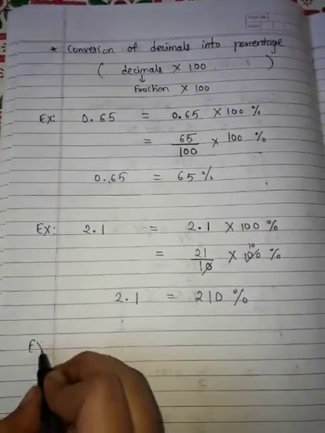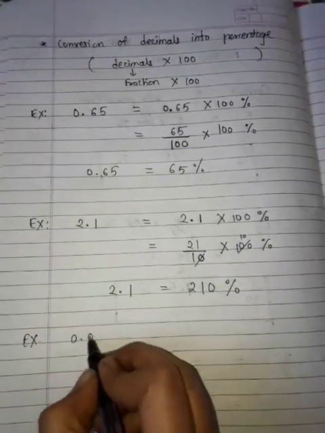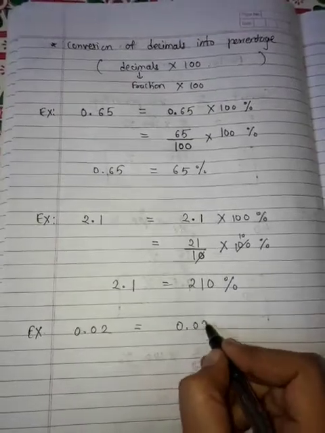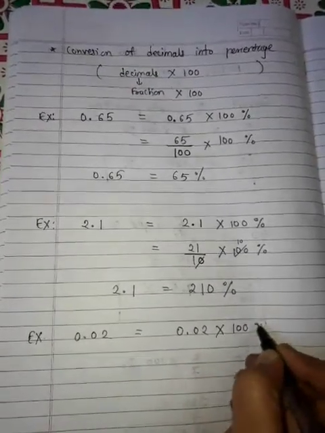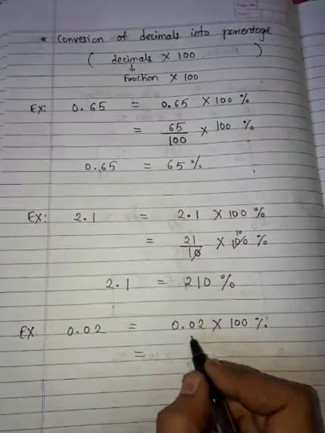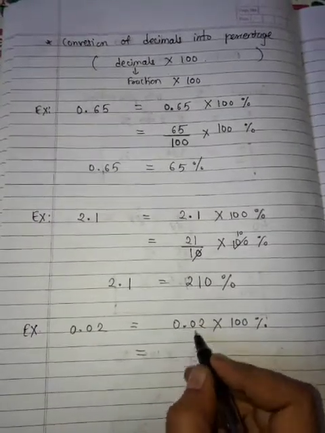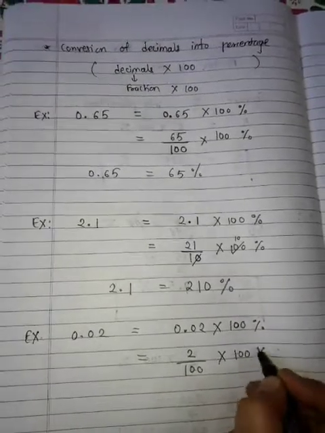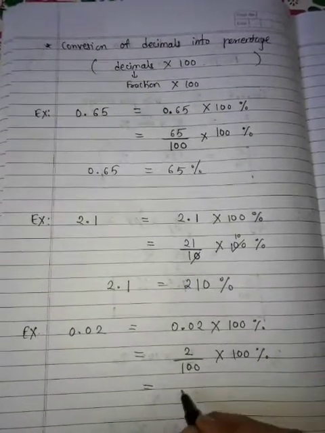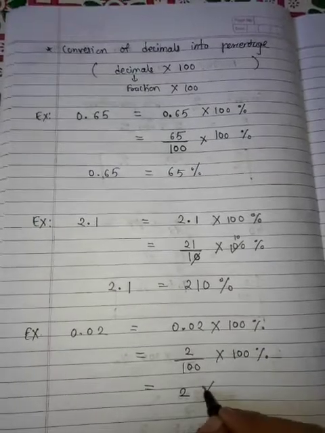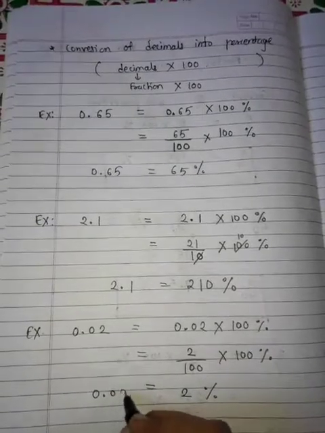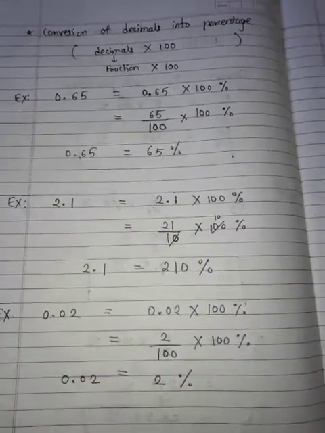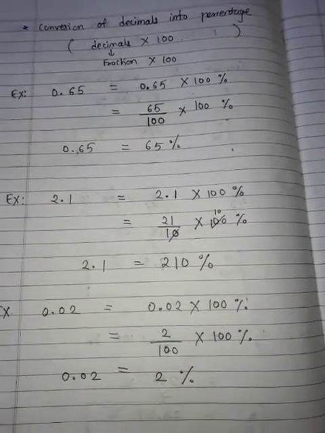Okay, see next, convert this decimal number 0.02 into percentage. While converting decimal into percentage, first multiply by 100. First write the decimal number in terms of fraction. 0.02 means what? 2 upon 100. Multiply by 100. Now here 100 gets cancelled, what remains? 2%. So 0.02 means 2%. As like this you can convert decimal into percentages.